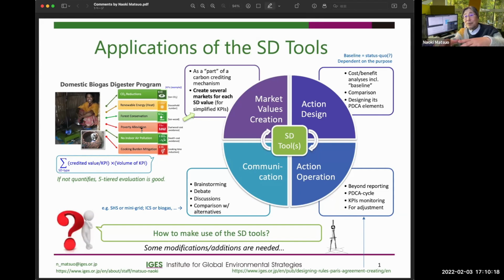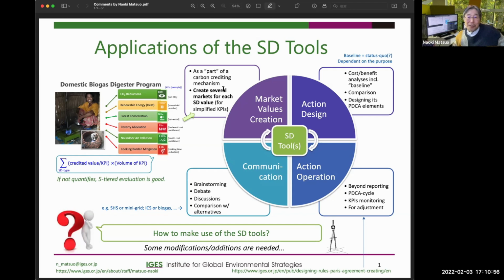So that can be added to, for example, Article 6 activities, or in the case of the Gold Standard, there are several gold standards. One Gold Standard is for the CO2, but one of the gold standards is for, for example, SD3 or something like that. So in order to do so, such SD tools could provide very good insight. But in this case, simplified indicators are very important. What are the simplified indicators that are to be used?